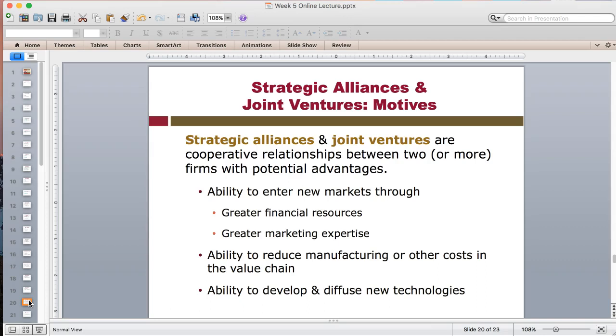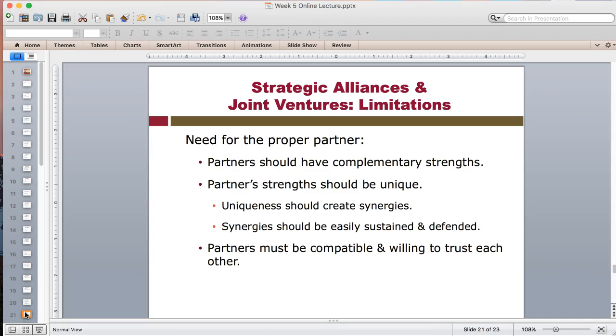So that's another approach. And again, if you think about it, you may want to partner with a company that can distribute your products better than you can, or you may want to partner with a company that has particular technology that they've developed that you could use in your products. Those are things that would come under the veil of strategic alliances or even potentially a joint venture.